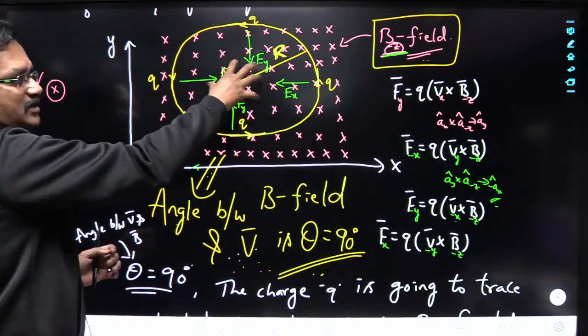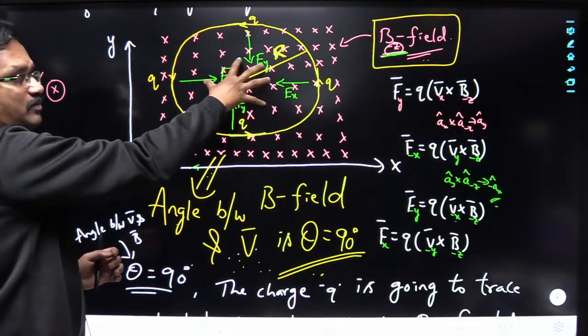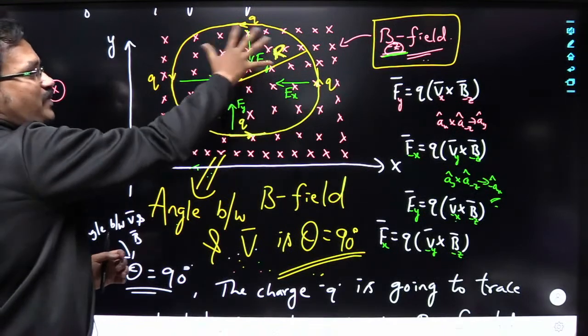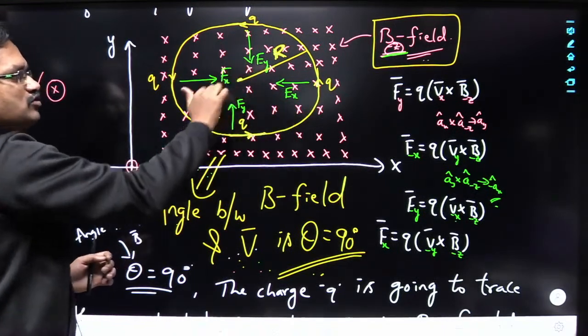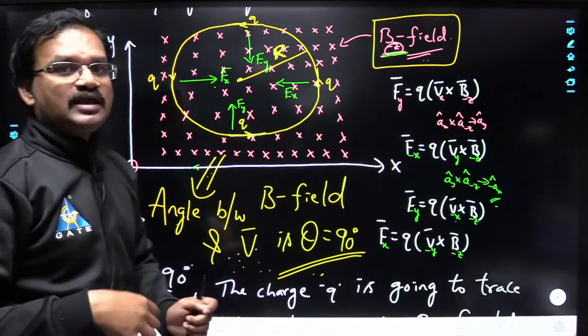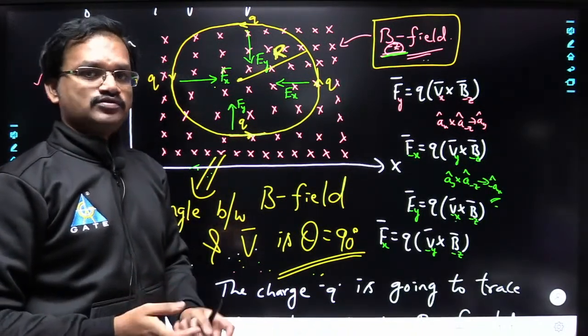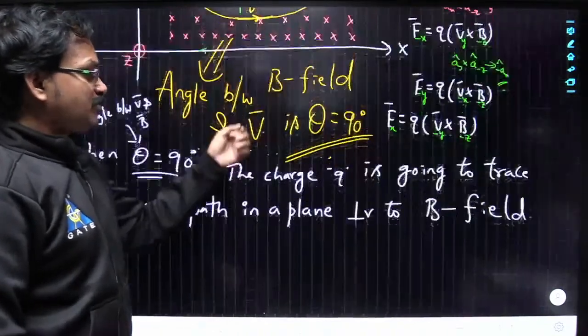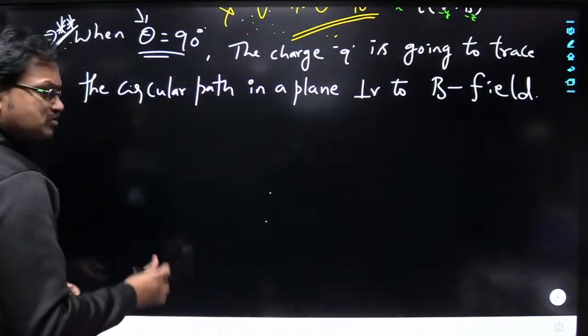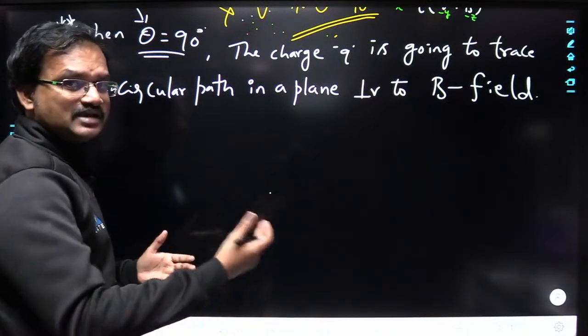Towards the center of the circular path. Yes or no? So that means this magnetic force itself is acting as a centripetal force. Yes or no? Okay, so that means this magnetic force must be the same as the centripetal force.